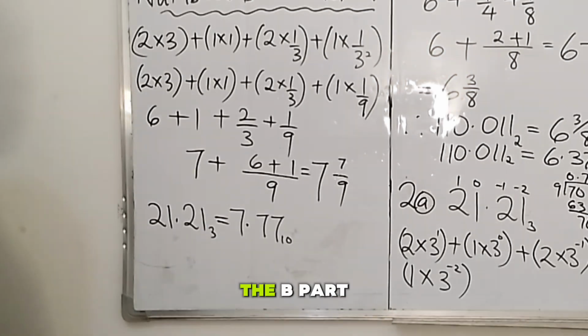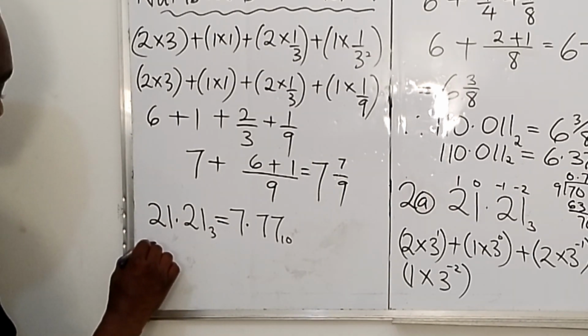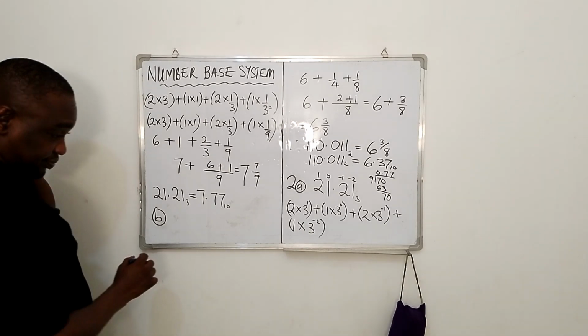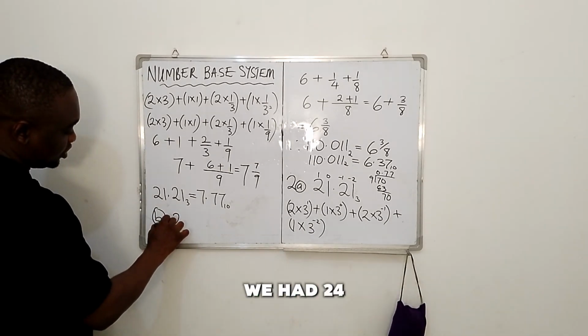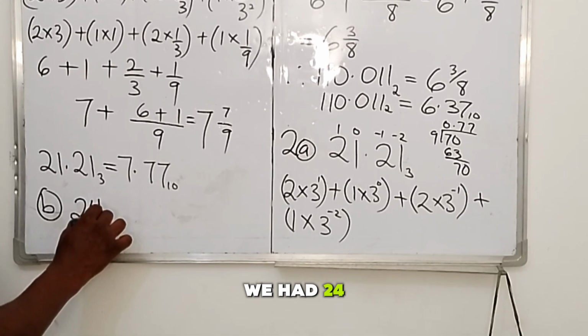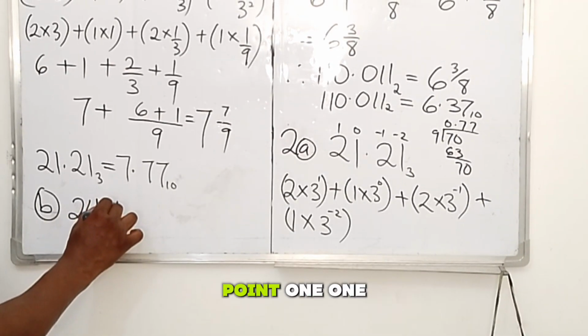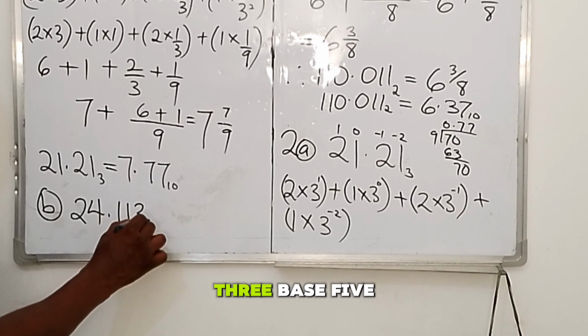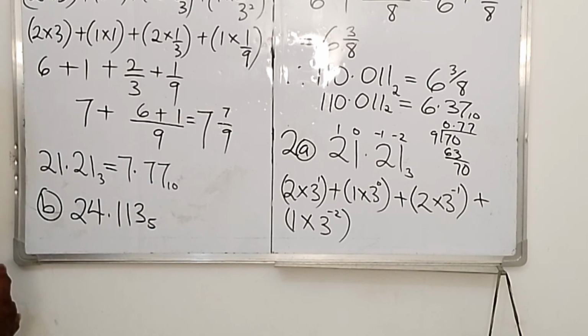Let's look at the B part of this exercise. We had 24 rather, 0.113 base 5.